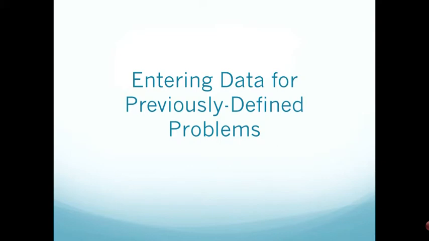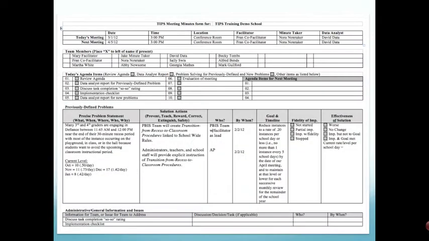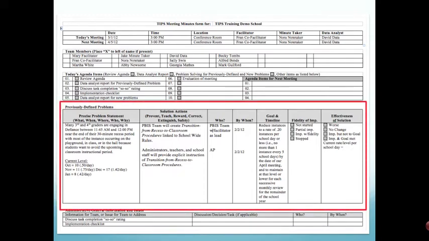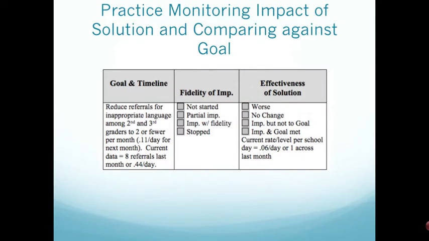Now let's look at some different information and also where it could be entered with some examples. If we're entering data for a previously defined problem, we would most likely be within our previously defined problem section and moving far along to the right-hand side in the effectiveness of solution. Now we're practicing monitoring the impact of the solution and comparing it against a goal. Again, we would probably be within the previously defined problem.